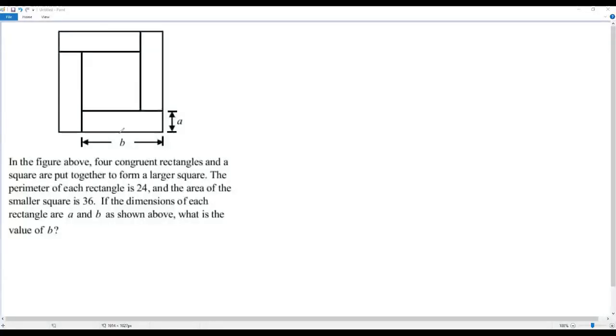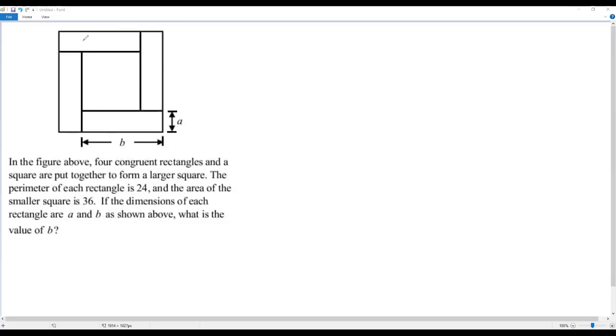Here we have a SAT math problem. Okay, let's go to the question. In the figure above, four congruent rectangles and a square are put together to form a larger square. The perimeter of each rectangle is 24 and the area of the smaller square is 36. If the dimensions of each rectangle are A and B as shown above, what is the value of B?